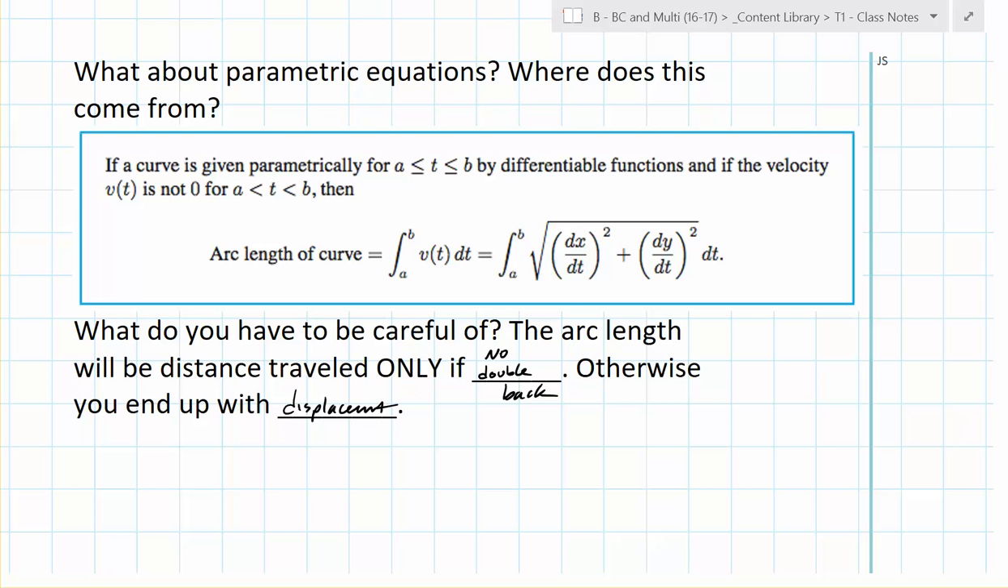The derivatives are usually really easy. The a and the b values. Kids mess up the a and the b values all the time. Let me show you what I mean. Let's make one up here.